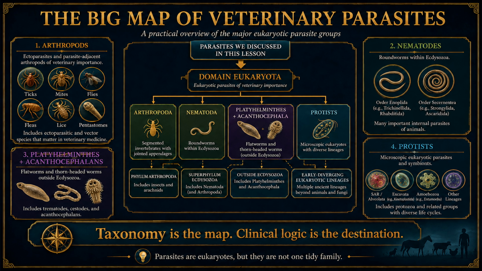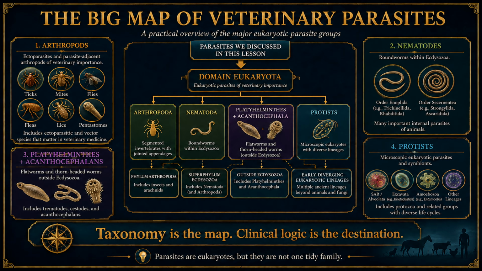Now we come back to the big map. Hopefully it looks less intimidating than it did at the beginning. Veterinary parasites are eukaryotes, but they are not one tidy family. Arthropods include ectoparasites, vectors, and parasite-adjacent groups. Nematodes are roundworms within Ecdysozoa. Platyhelminths and acanthocephalans are helminth-like groups outside of Ecdysozoa. Protists are microscopic eukaryotes with several major lineages of veterinary importance.